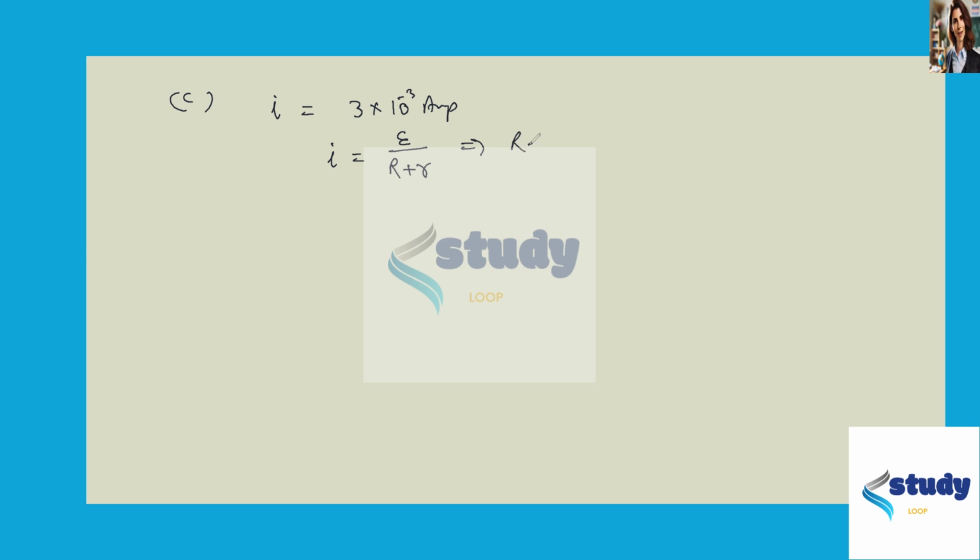So finally this R plus r will be given by EMF induced divided by current. Here this EMF induced is 0.0665 divided by 3 into 10 raised to the power minus 3, which finally comes out to be approximately 22.2. So this internal resistance of the coil will come out to be 22.2 minus 12, or this is 10.2 ohm.